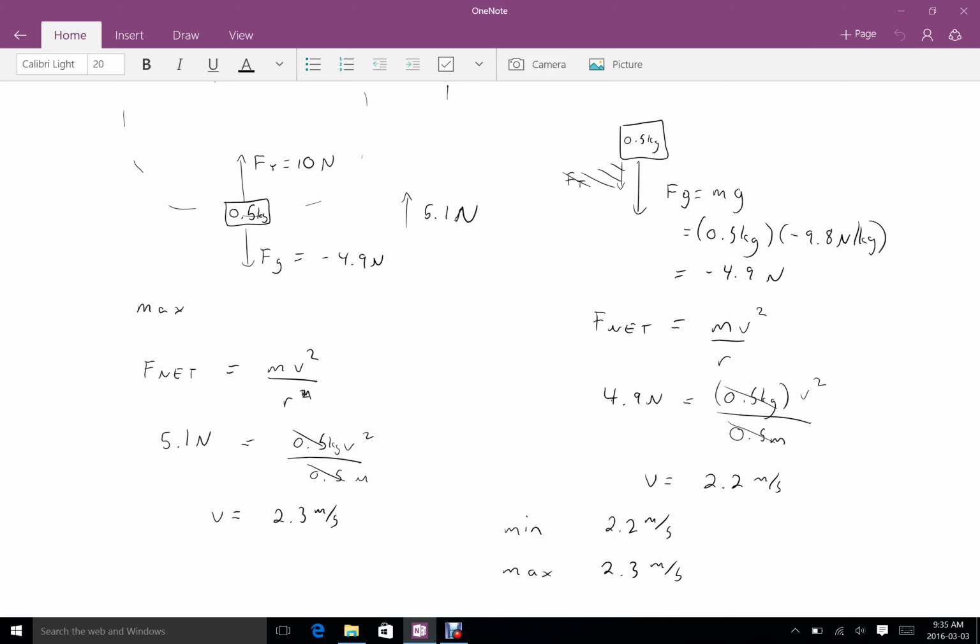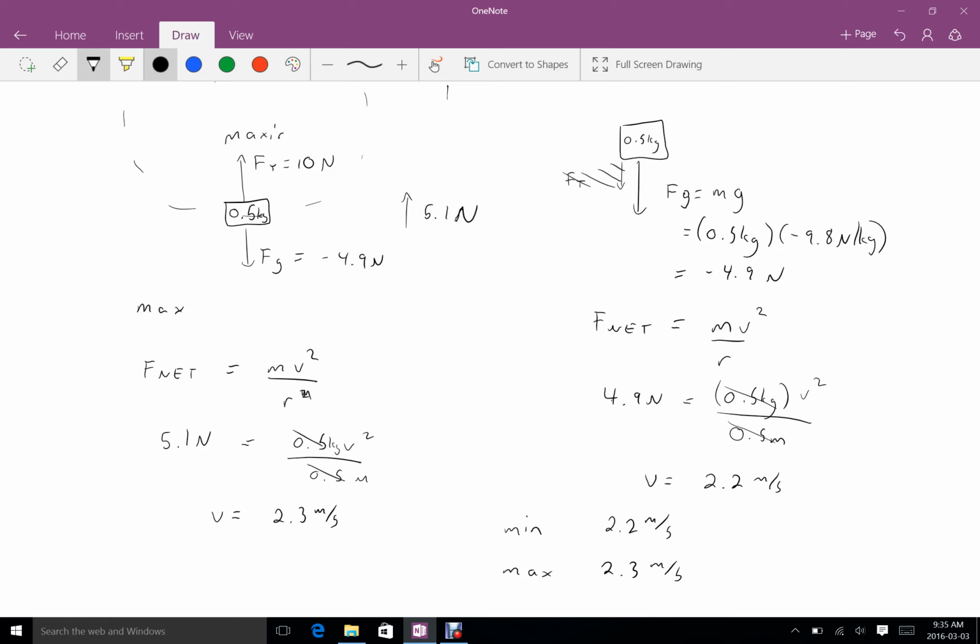This represents our maximum speed at this location. And so here we recognize that the force of tension has to overcome the force of gravity to find our net force, and that worked out to the max speed that we should be able to see.